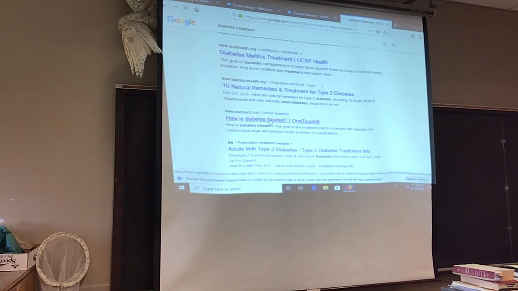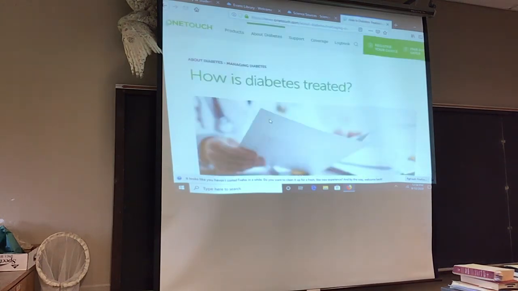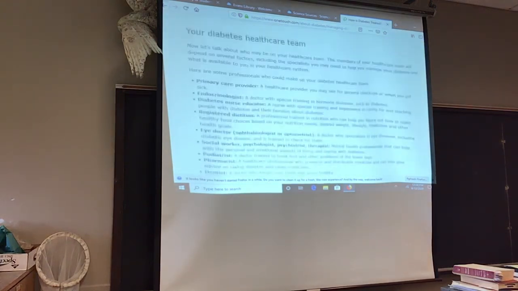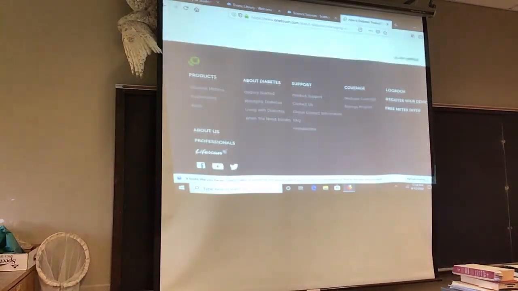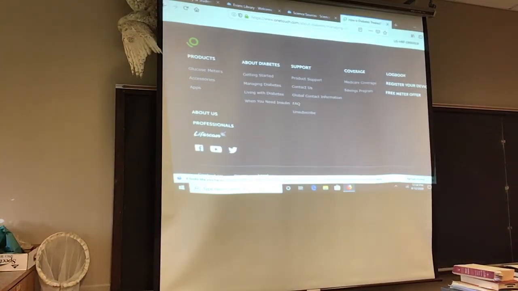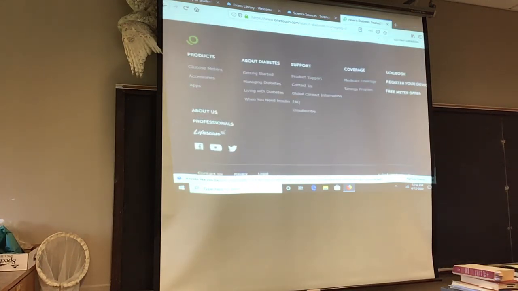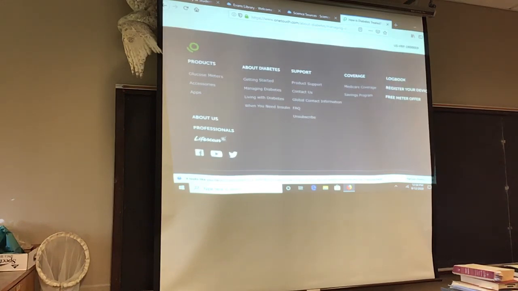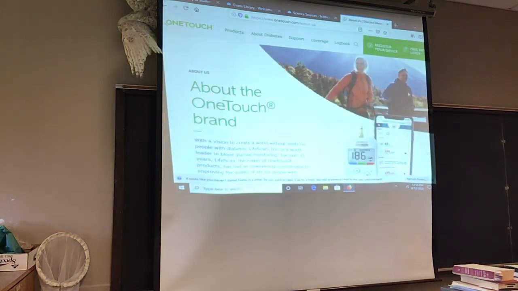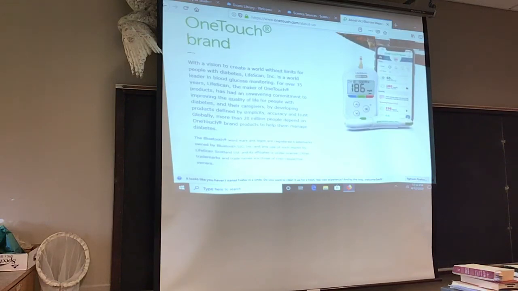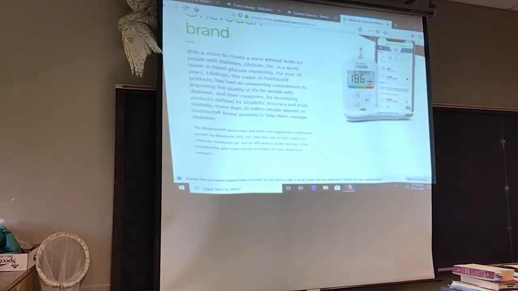Let's see what this is. Why is diabetes treated? One Touch. Okay, they're selling something. But remember I said they would have an About Us page? Let's see. I couldn't even find it at first. Yeah, this is about they're selling a glucose meter, it looks like. And of course, you can never trust what they're telling you, because they're going to give you a very slanted idea of what's going on.